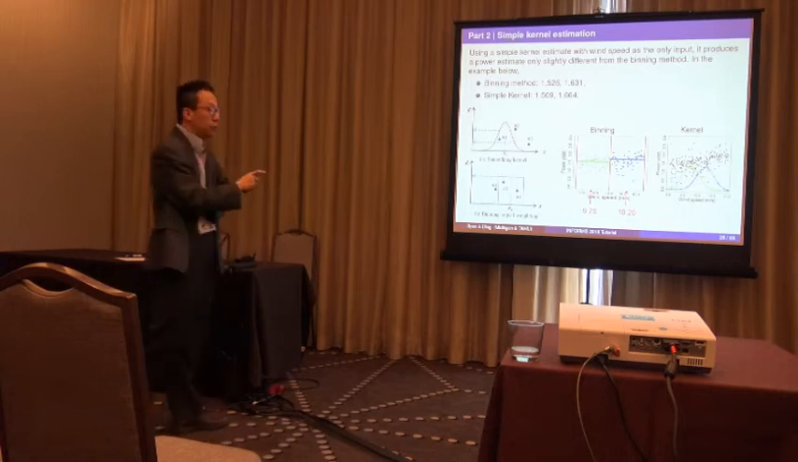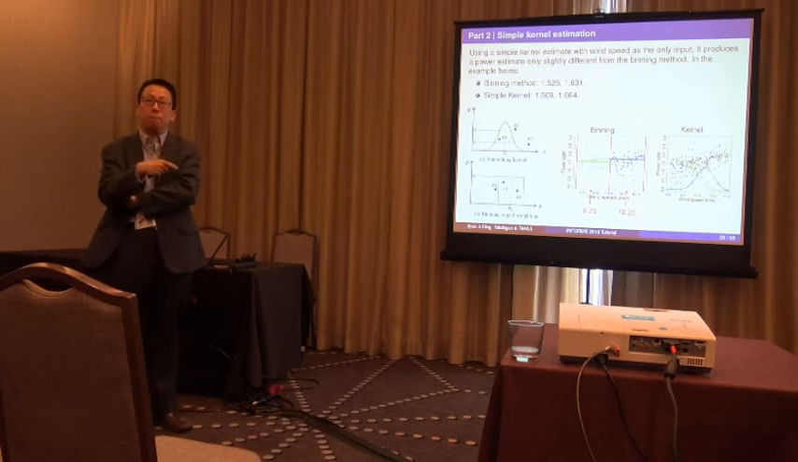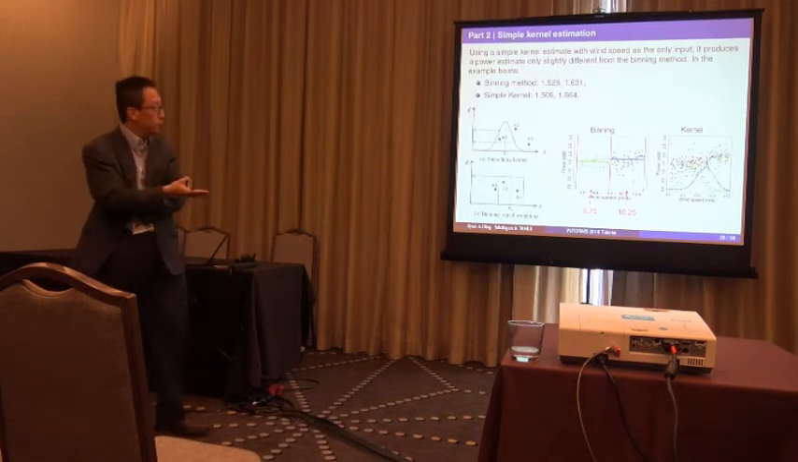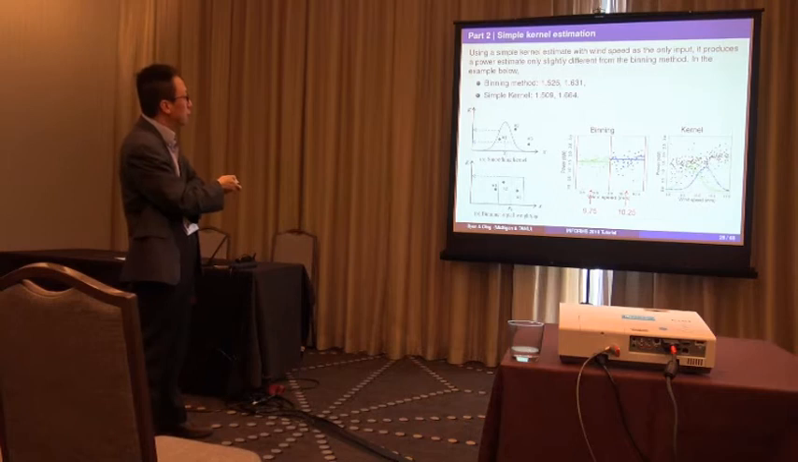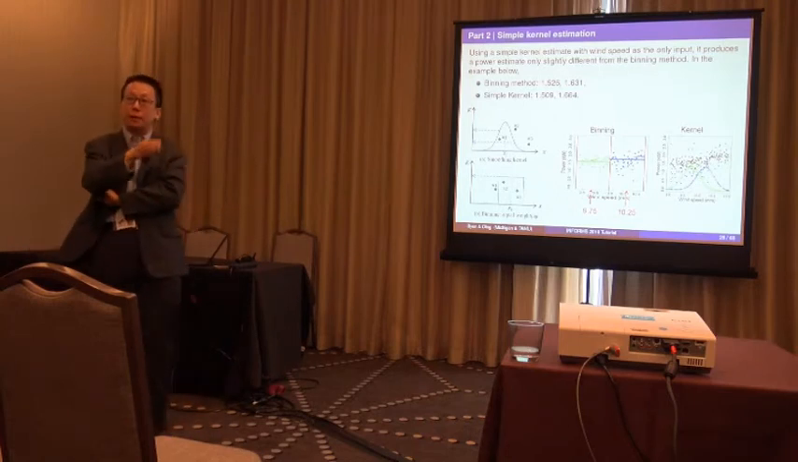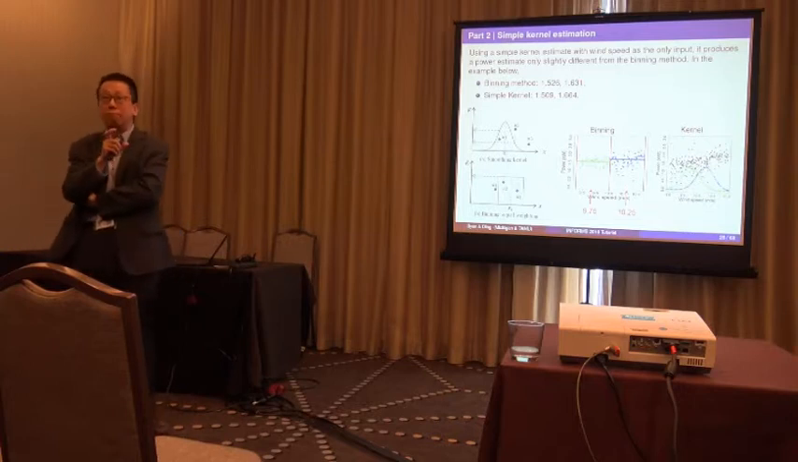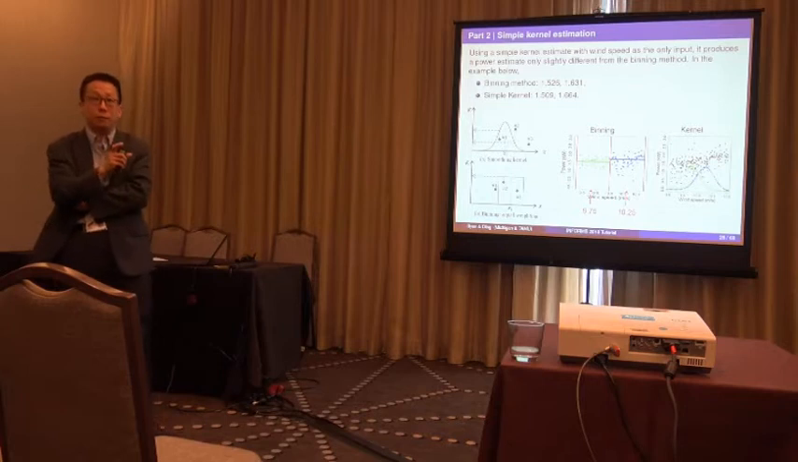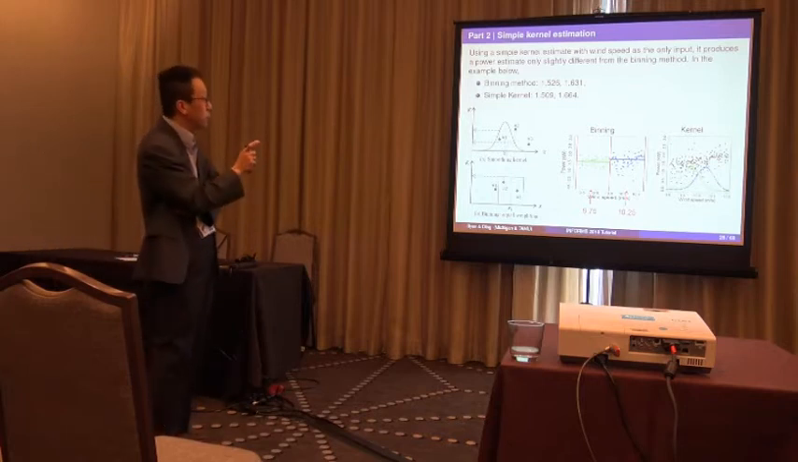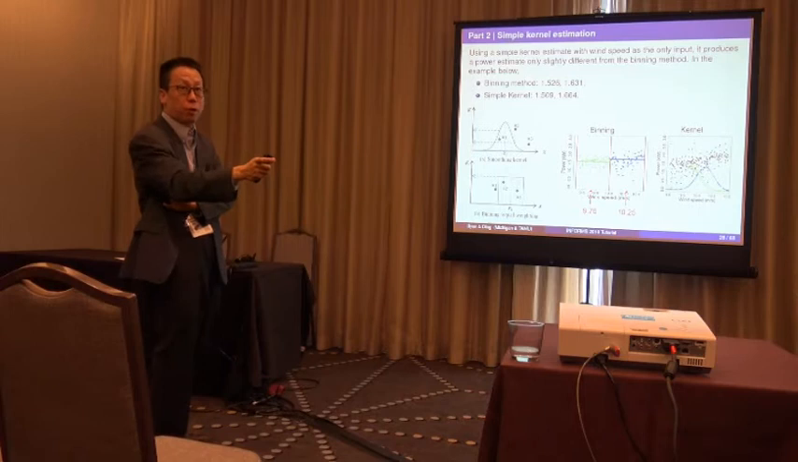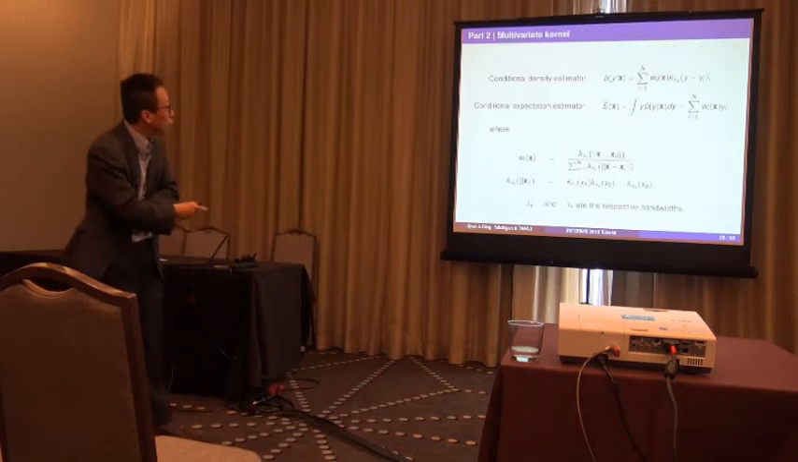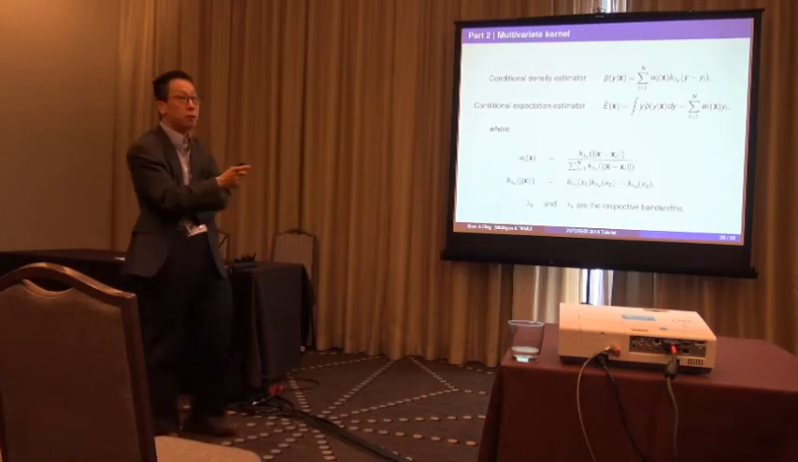This generates one difference, but the difference doesn't really produce enough difference in the output. If you use the binning method and the one-dimension simple kernel to analyze the same set of data, you do see the binning method produce a different result from the kernel method. But the difference is not that large. The bigger difference is when you go from one dimension to multiple dimensions.